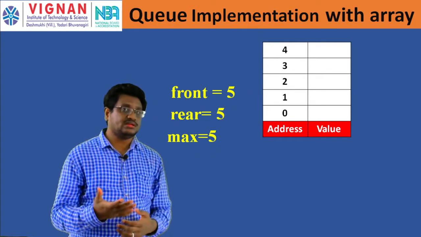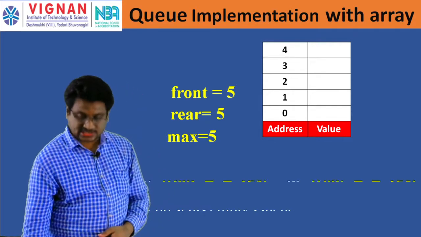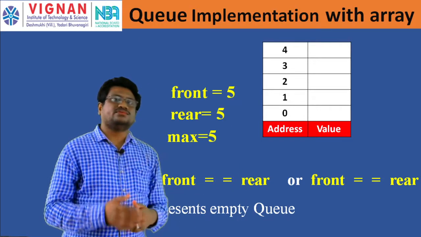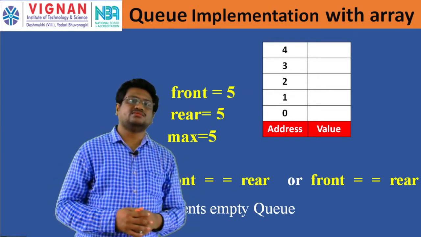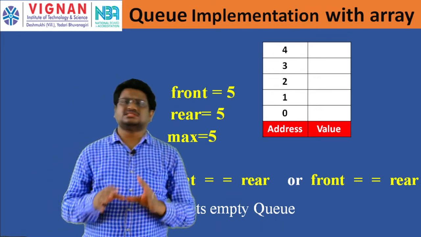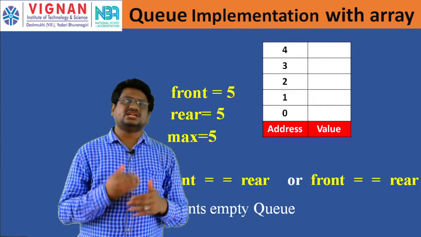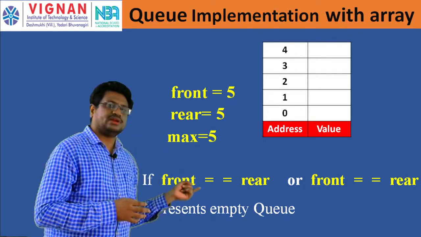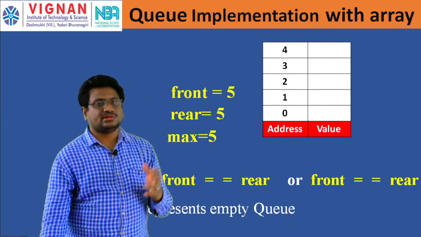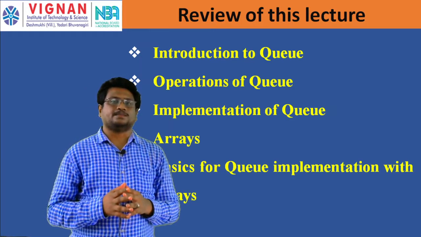So how do we check whether elements are available or not? The condition is front equals rear or front equals none. Right? Initially front is none. Initially front will be null. After insertion it will be incremented. So I can say front is null or front equals rear. With either condition, I can say the queue is empty.